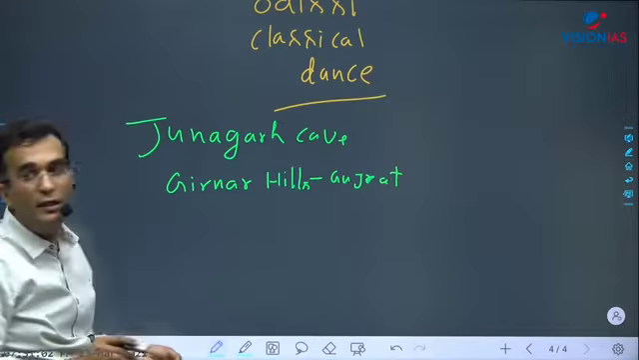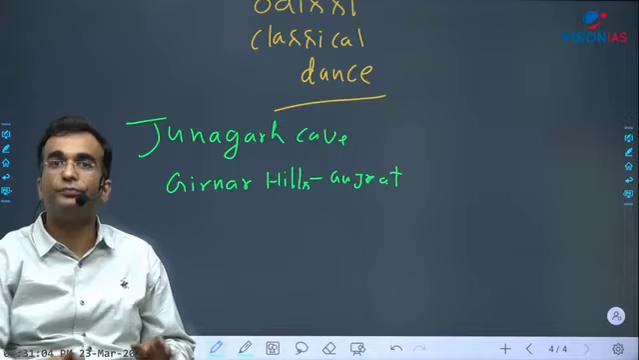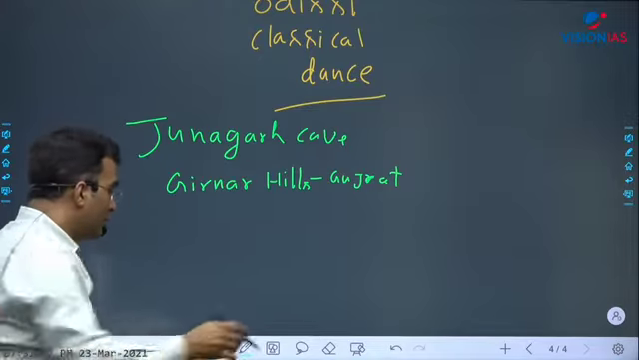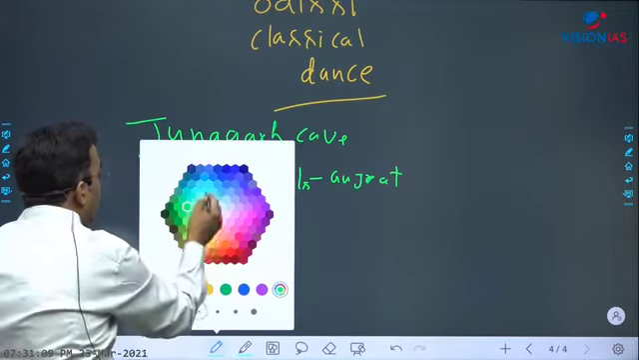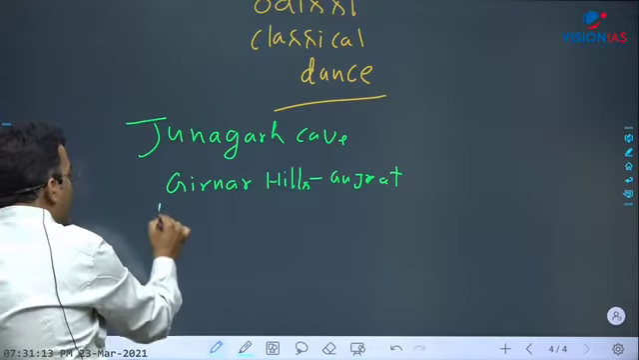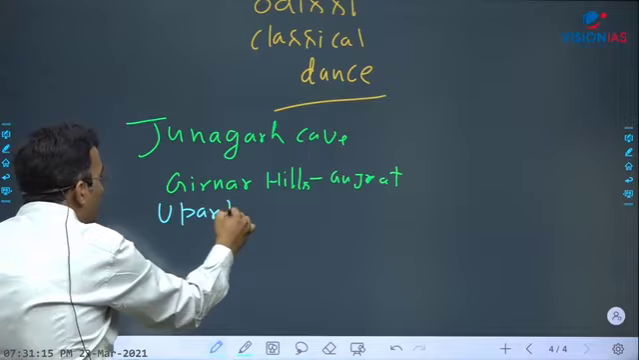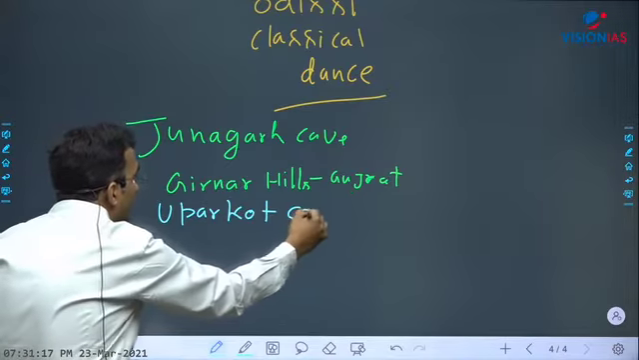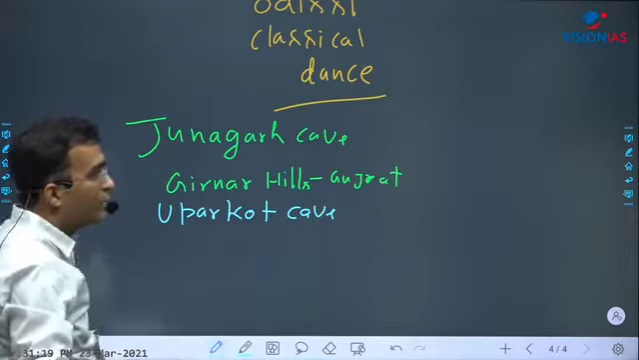Located in Girnar Hills of Gujarat. One more name is there. This is also known as Uparkot cave. It is also known as Uparkot cave.